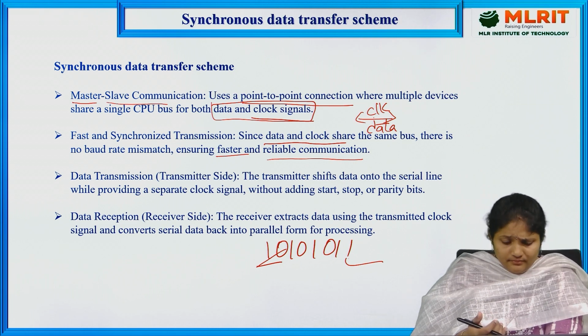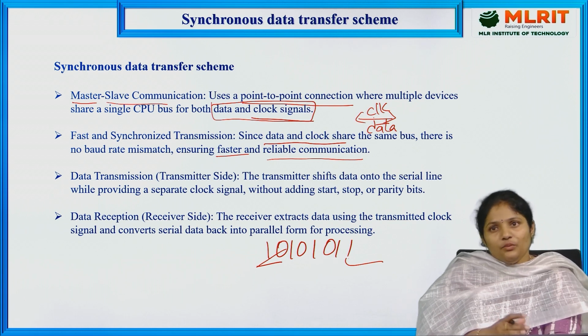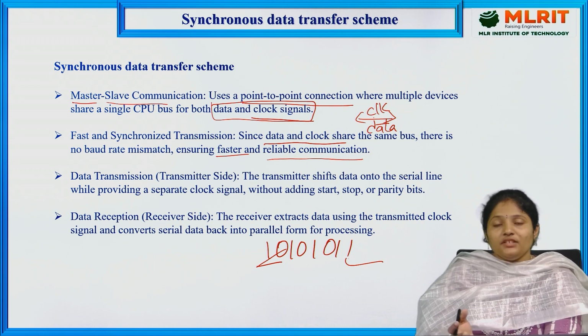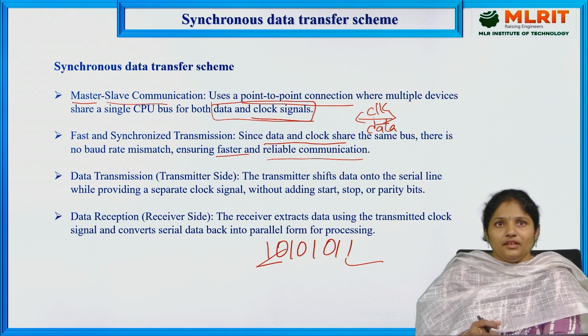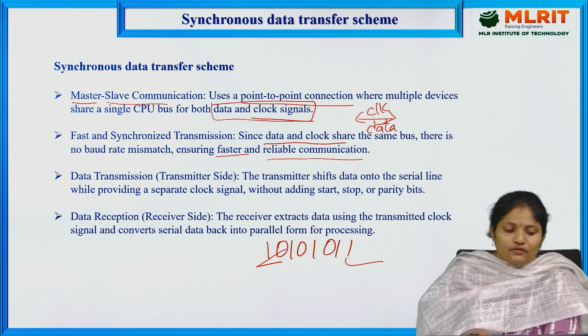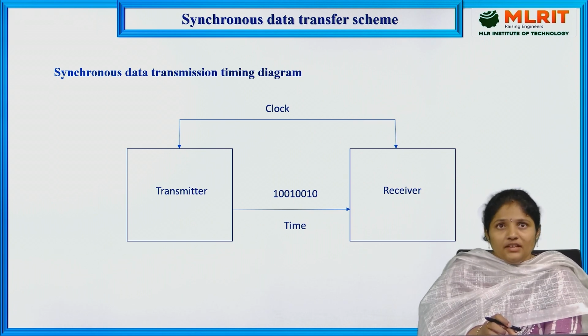On the receiver side, the receiver extracts the data using the transmitted clock signal and converts the serial data to parallel form for the processor. If the processor needs parallel data, then after reception the synchronous data will be converted into parallel form. So this is the timing diagram of synchronous communication.